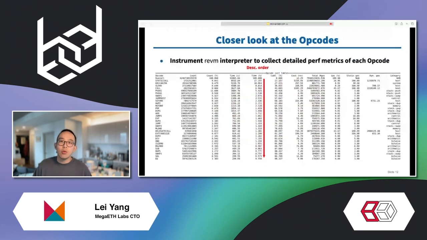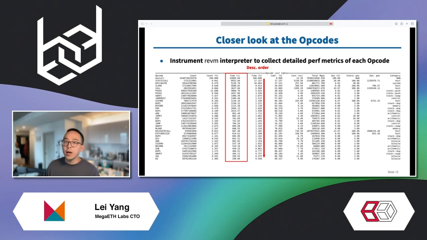To understand why running the transactions takes so much time, we instrumented the REVM interpreter, used in Reth, to collect more metrics on each EVM opcode. And we get this table. It contains a ton of interesting information, probably too much, so I'll quickly walk you through it. In the table, each row is an opcode, and each column is a different metric. For each opcode, we have the number of times it's invoked, the amount of time spent on it in seconds, and the percentage of total time spent on a particular opcode.